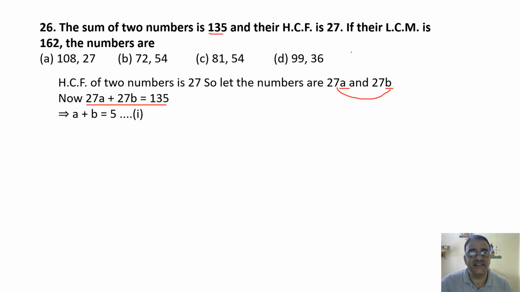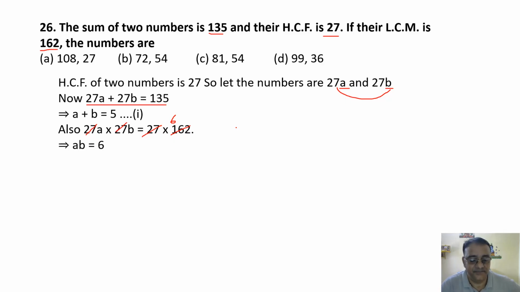And the second condition is given, HCF is 27 and LCM is 162, right? And we know that the product of two numbers is equal to the product of HCF and LCM. So now 27 we can cancel here, or 162 also we can cancel with 27, 6. So a into b हम लोग को मिल जाएगा 6, right? Now a plus b is equals to 5 and ab is equals to 6. So we have one formula, a minus b whole square is equals to a plus b whole square minus 4ab.